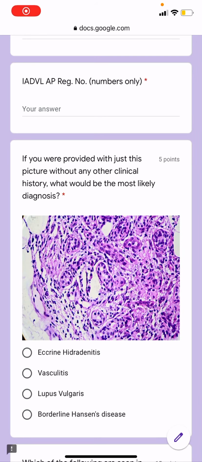Hello, everybody. So here are the answers to today's quiz. Now, I thought this was quite an easy question, the first one. The question is, if you're provided with just this picture without any other clinical history, and remember this is basically an Indian setup, what would be the most likely diagnosis?